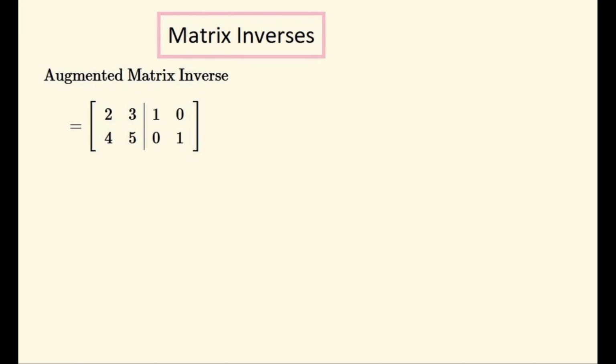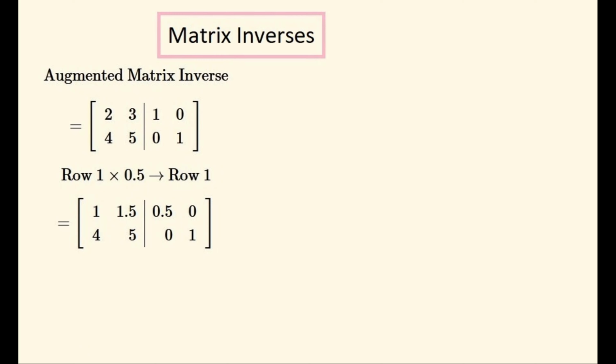until we get the identity on the left-hand side. The inverse of the matrix will then be equal to the matrix in the right-hand side. It must be noted that if the left-hand side cannot be reduced to the identity matrix, then the inverse doesn't exist for this matrix. We'll then perform the first row operation, which is a row multiplication operation.